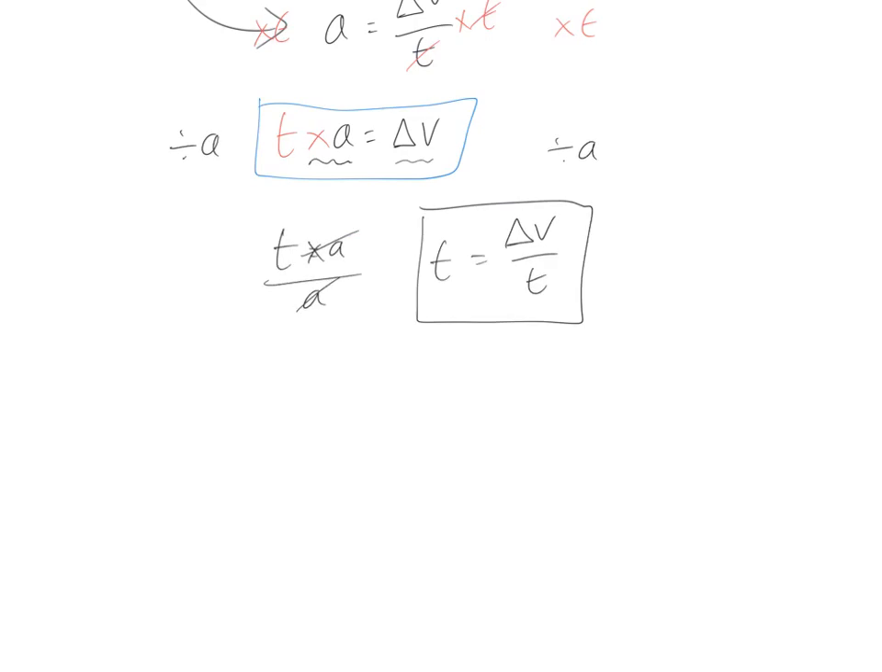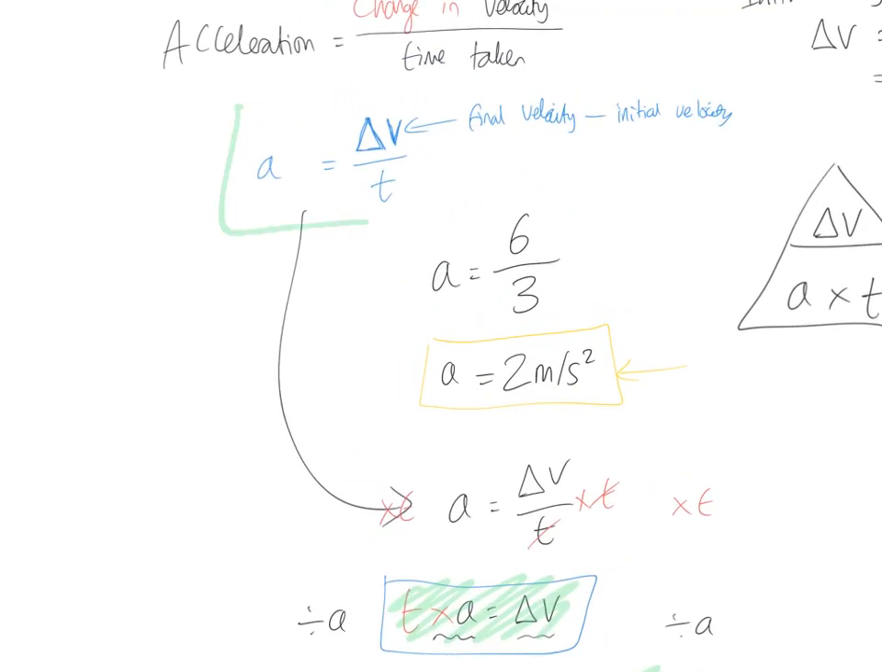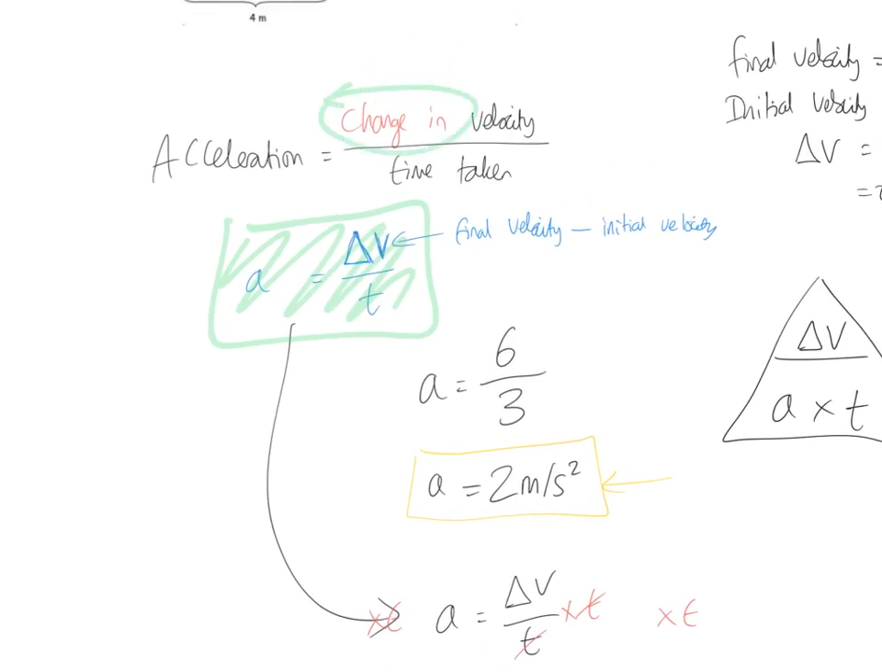So we need to know both of those, that one there and that one there. But if you just learn how to rearrange them and just learn this equation, this is the most important one, you've got to learn that. And you've got to make sure you include the word change in, or include the triangle here.